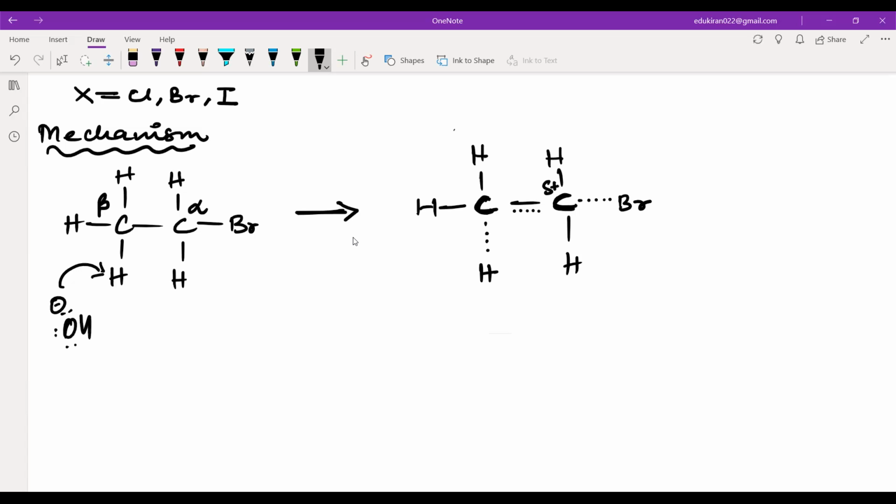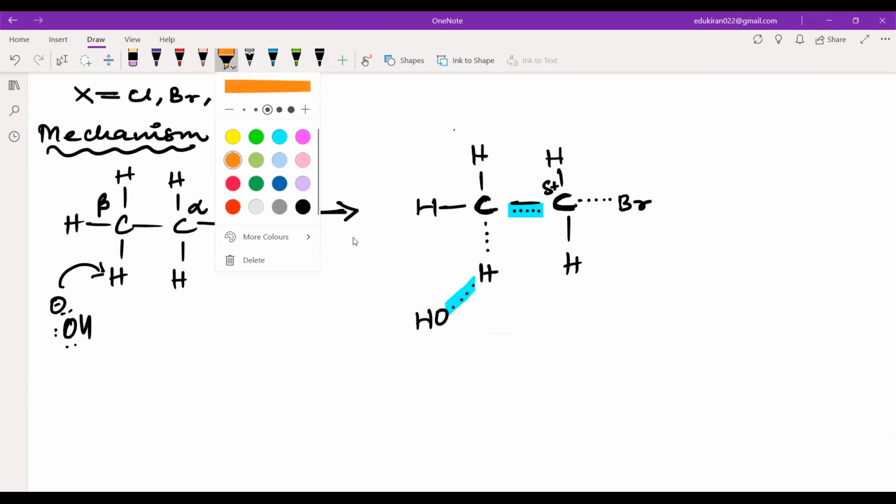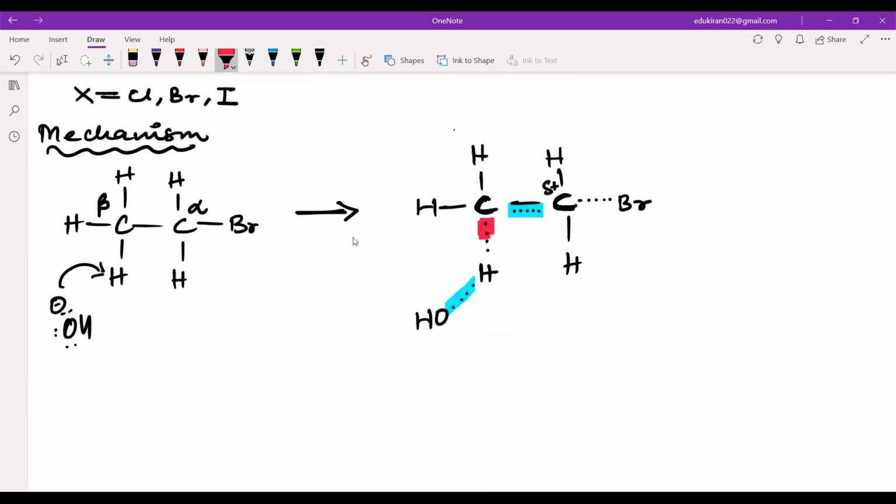You will have OH, which is getting a bond here. Now let me draw these things. This bond is being formed. Then the bonds which are breaking are the red ones. This bond here is breaking.